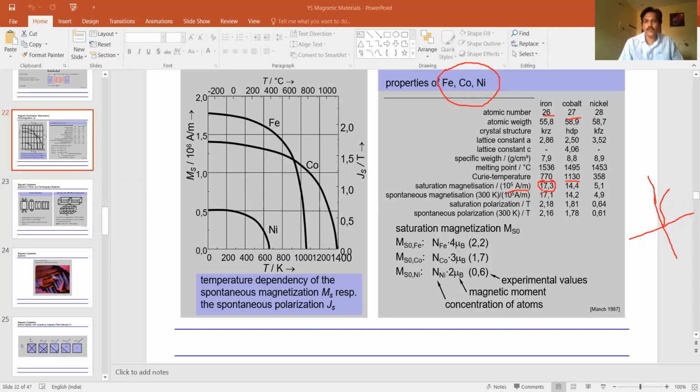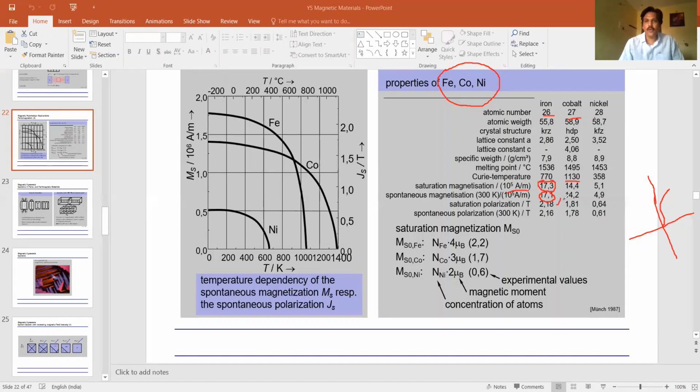What is the meaning of spontaneous magnetization? The dipoles that are present inside the domain themselves align parallel to each other. That is called spontaneous magnetization. The dipoles themselves align parallel to each other. That is known as spontaneous magnetization.